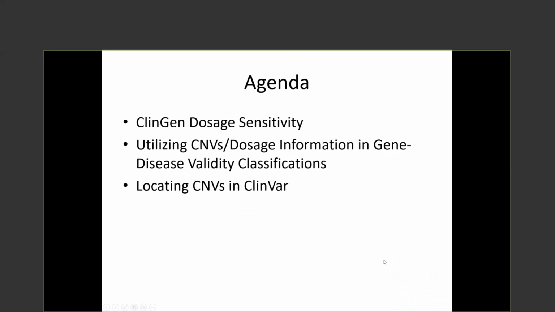Okay, so just to set the stage for what we'll be discussing today, we'll spend the bulk of our time focusing on the ClinGen dosage sensitivity map, but I've also been asked to talk to you about how you might incorporate those CNVs into other types of curation, in particular gene disease validity curation, as well as to give you a brief tutorial on how to find CNVs in ClinVar. And like Jenny said, if you have questions, feel free to ask. If we don't have time to get to all this, that's okay. Perhaps we can do some of it another time.